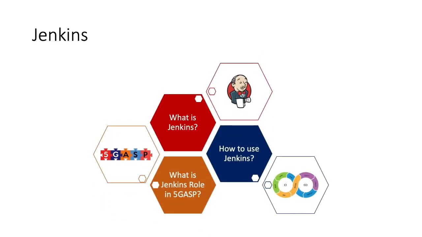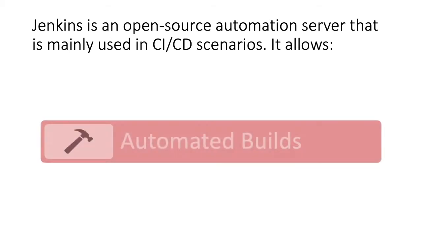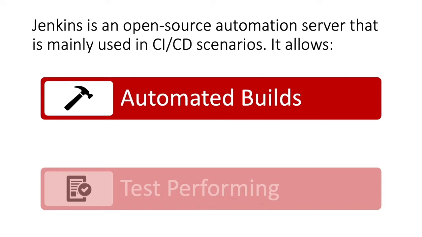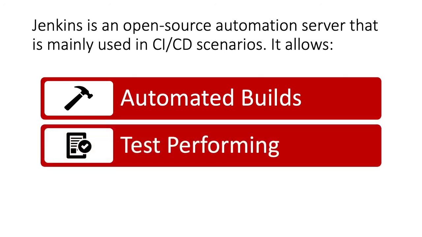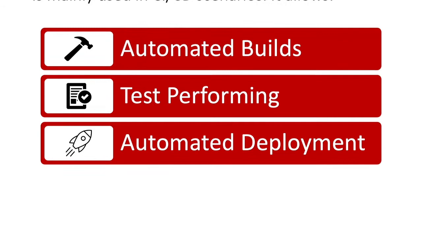What is Jenkins? Jenkins is an open source automation server that is mainly used in CI/CD scenarios. It allows automated builds, test performing, automated deployment, and so much more. This way, Jenkins facilitates the software development process.